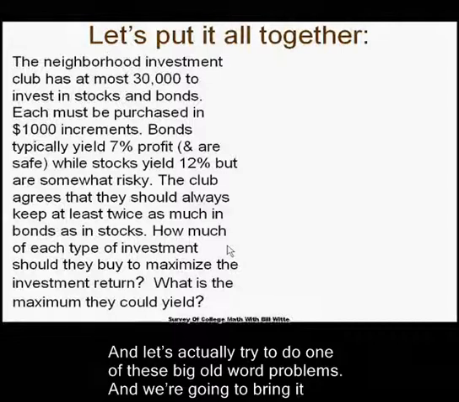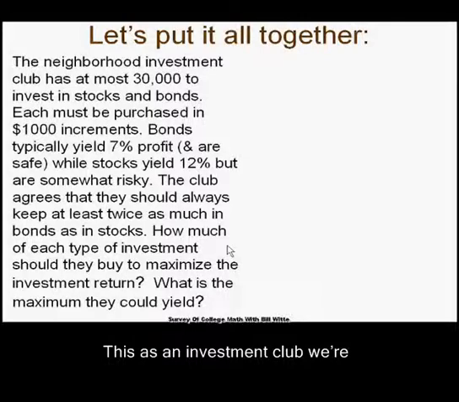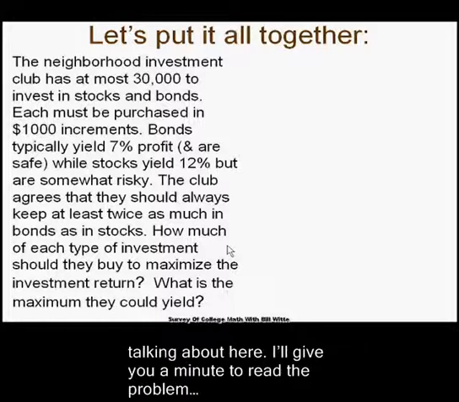Okay? Let's see. This is an investment club we're talking about. The Neighborhood Investment Club has at most $30,000 to invest in stocks and bonds. Each of these two things, stocks or bonds, must be purchased in $1,000 increments. Now, the bonds typically yield 7% profit. They're very safe. While stocks yield more, they yield 12%, but they're somewhat risky. Okay? You want a little bit of both. You want to make a lot of money, but you want to have a reasonable amount of risk.